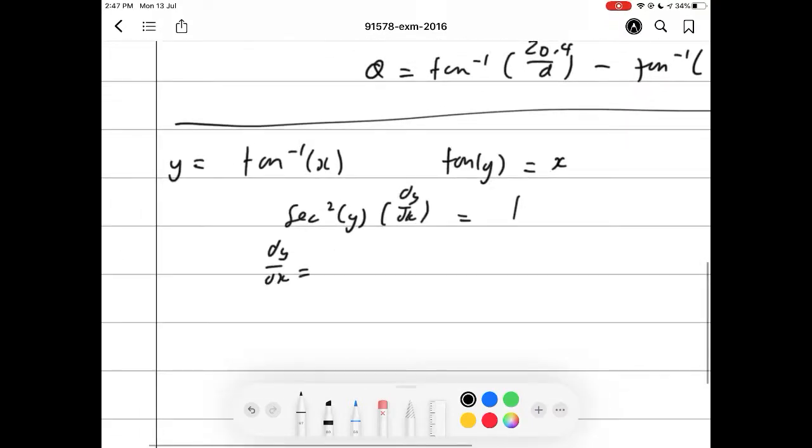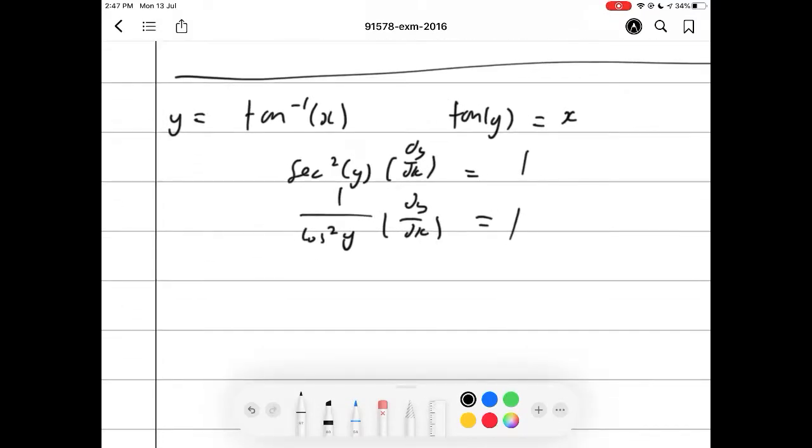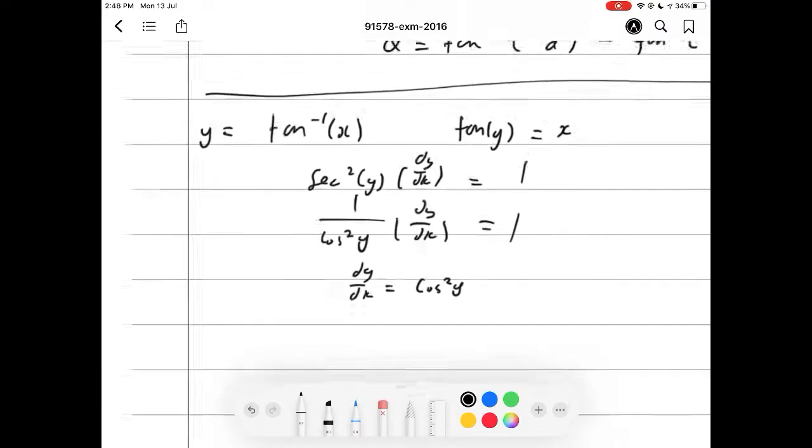Therefore, dy over dx equals, we'll simplify the sec squared y first. Sec squared y is 1 over cos squared y, times dy over dx, equals 1. We can multiply both sides by cos squared y. So we get dy over dx equals cos squared y.